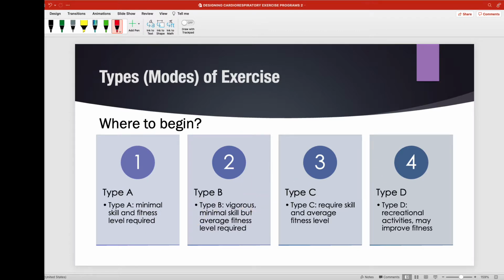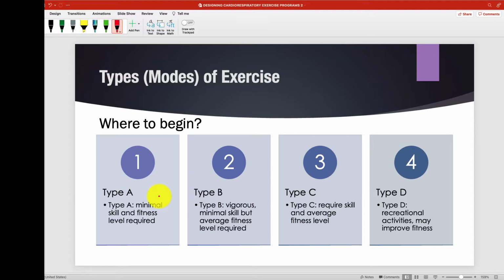So type A activities are minimal skill. Some of these include, again, walking or cycling or even aqua aerobics. Put them in a swimming pool where there's no chance of them falling over and hurting themselves. Or you can put somebody in a type B activity, where it's a bit more of a vigorous intensity exercise that requires minimal skill but average fitness. So this would be something like jogging or spinning, right? Something like that.